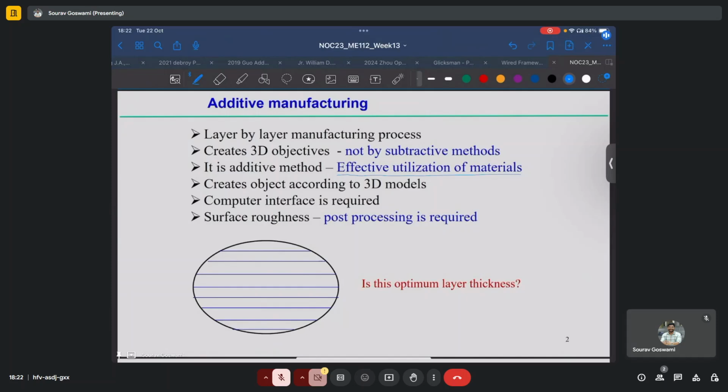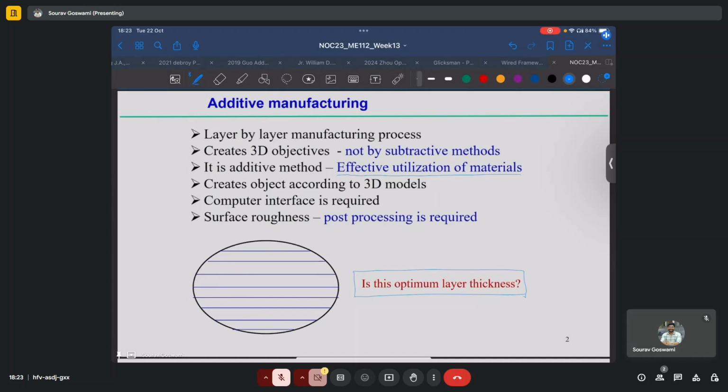And here again, we have an example that shows the need for adaptive mesh slicing. We have this ellipsoidal object which is sliced almost uniformly, and the question that is posed to us is whether this layer thickness is optimum, whether the given layer thickness will be successful in capturing the curvatures that are involved in this geometry.